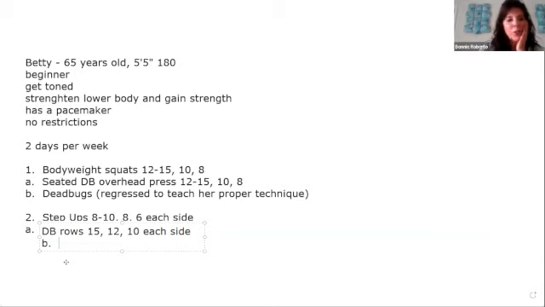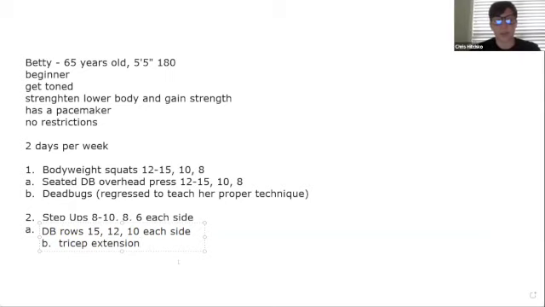How about crunches? Yeah, so we were on the floor with the dead bugs already. Or dogs. Like a tricep extension. Yeah, we could do that. I like tricep extension. Even though she wants lower body? Yeah, we're not going to ignore all the other muscles just because she wants lower body. She just said strengthen lower body and gain strength. So I guess I could have gotten more specific and said, you know, upper body strength too.